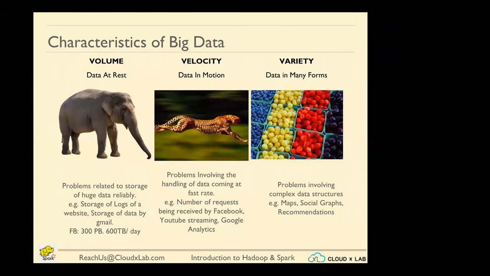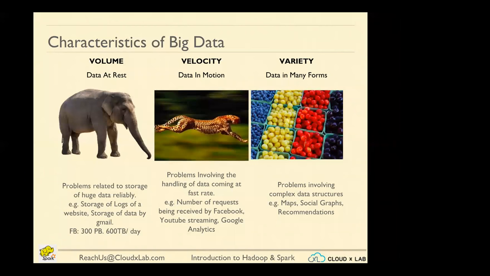Second is velocity. Velocity is data in motion. So these are problems involving handling of data coming at a very fast rate. That is, the number of requests being received by Facebook as the whole world visits Facebook and YouTube, for example. So data in motion is when you are accessing data at a very fast rate and this has to be handled on the server side. That is called handling the data in motion. And when you have humongous data in motion, then you cannot really handle it using one node. You will have to have distributed computing, right?